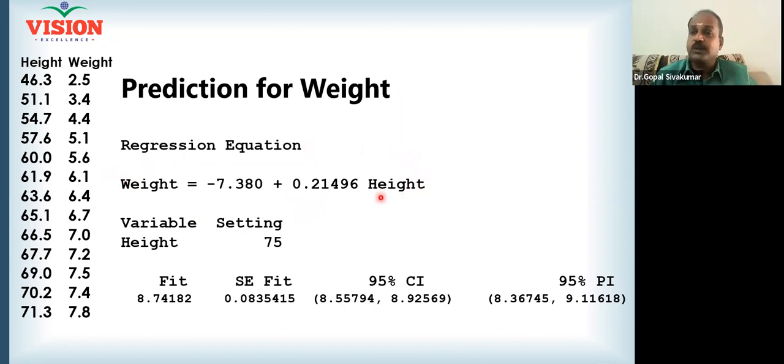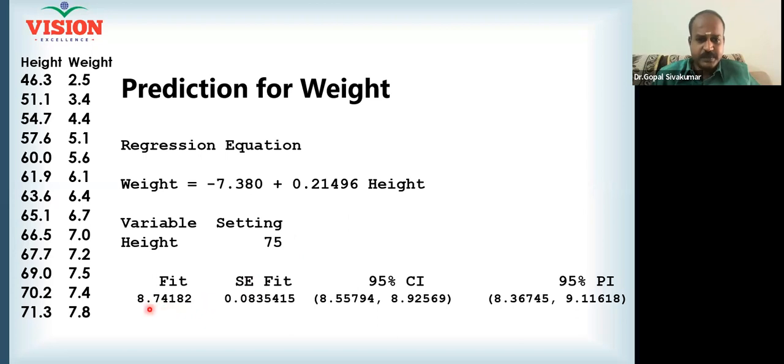Now I also wanted to predict. Suppose the height is 75 centimeters; see here, 75 is not available here. Suppose a baby is born, and I don't know whether a baby can be born with 75 centimeters or not. I'm only saying it for example's sake. So if a baby has a height of 75 centimeters, what could its weight be?